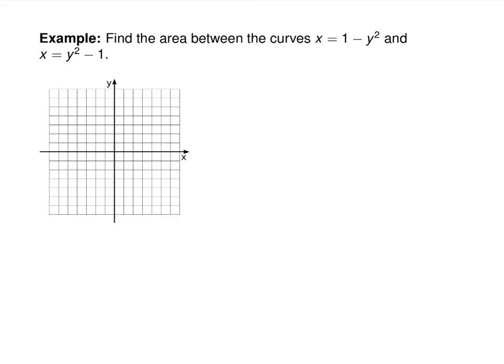All right, let's just set this one up and then we'll move on to the last page. So these should be easy curves. What does 1 minus y squared look like, and what does y squared minus 1? These you can kind of do with transformations. So x equals y squared is kind of like a basic sideways parabola. We just draw it in dotted.